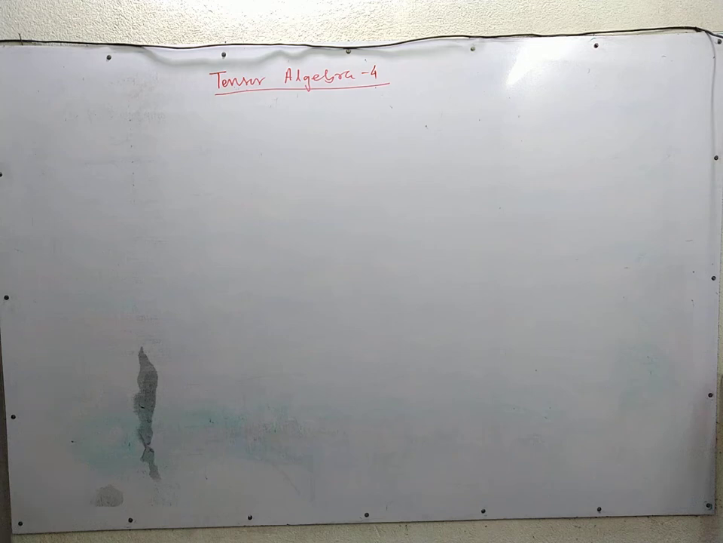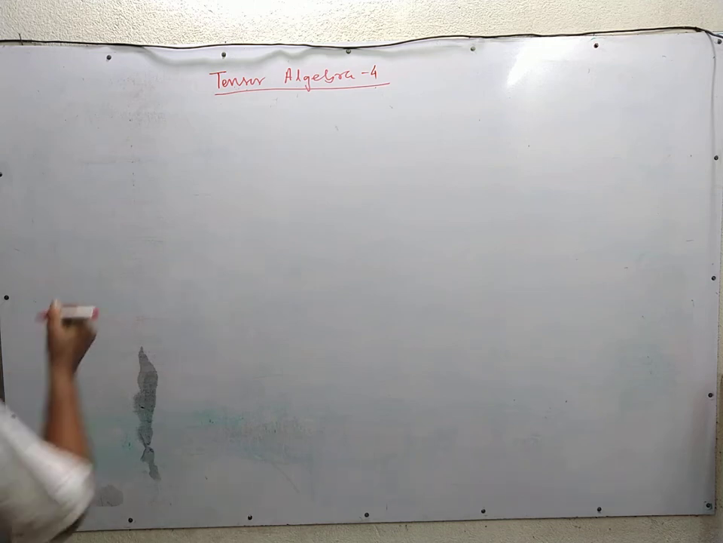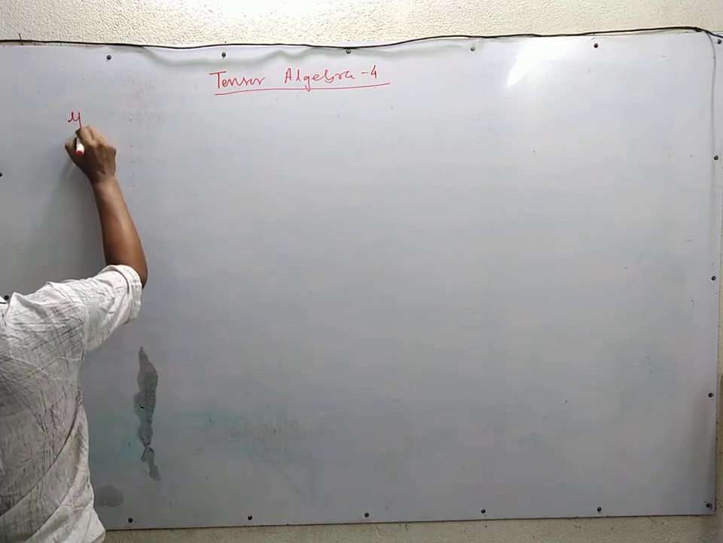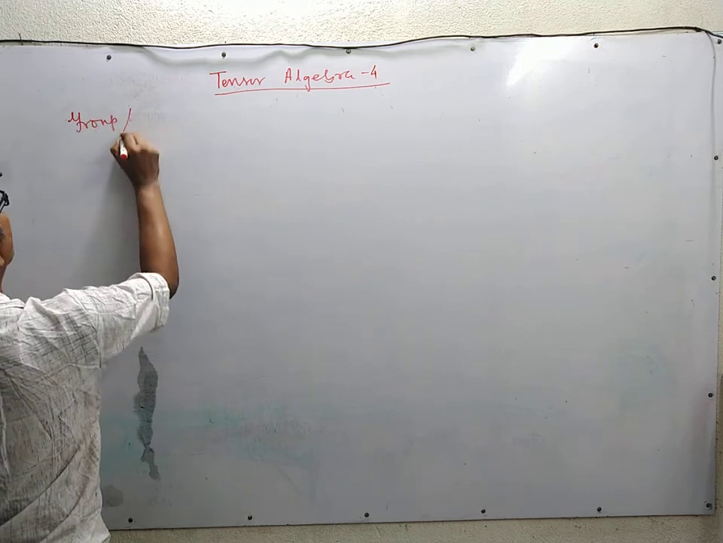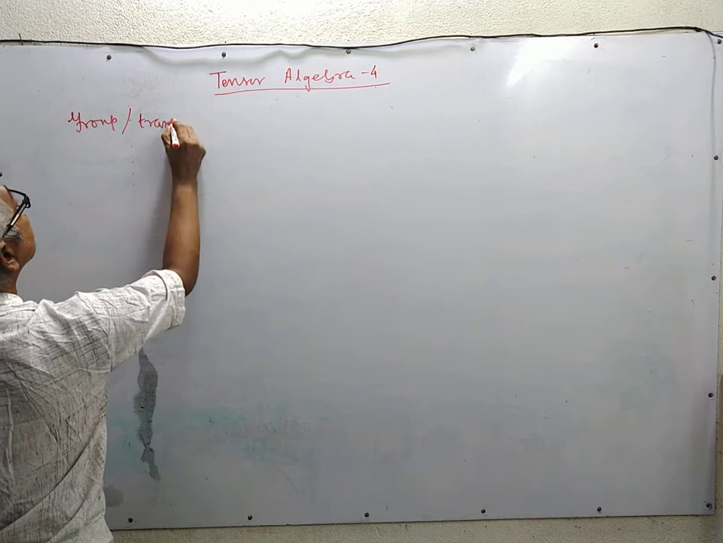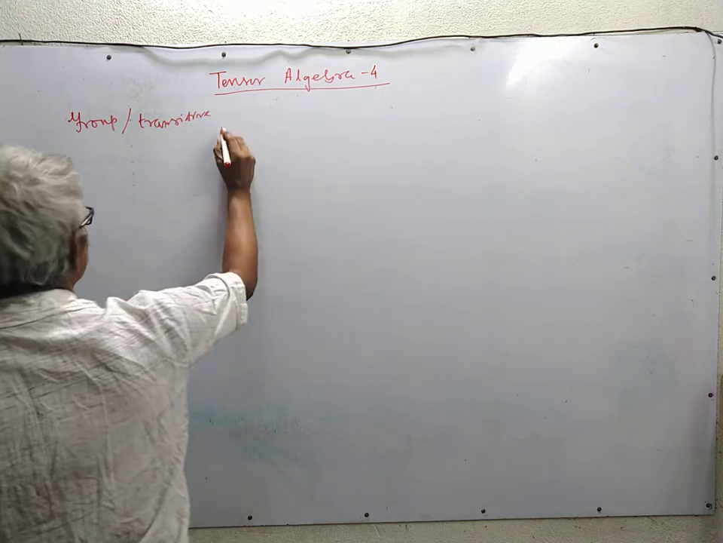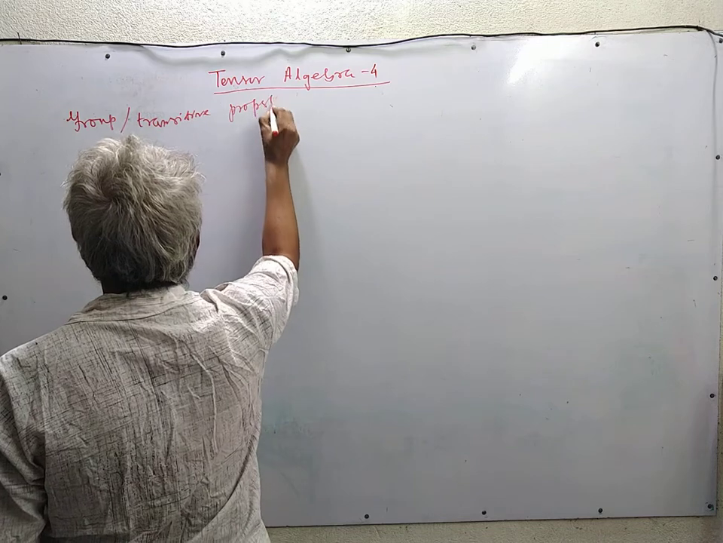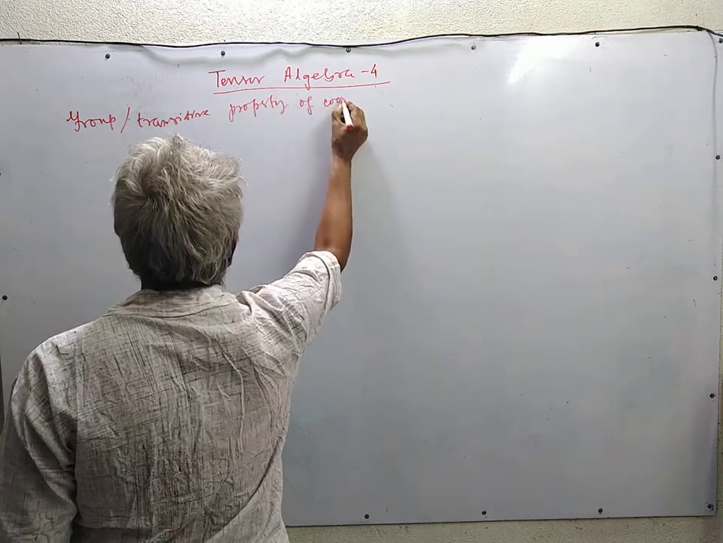In this fourth lecture on tensor algebra, we shall continue our discussion on vectors as a tensor of rank 1. We shall explore a few further properties of vectors. Firstly, we want to express the group or transitive property of coordinate transformation.